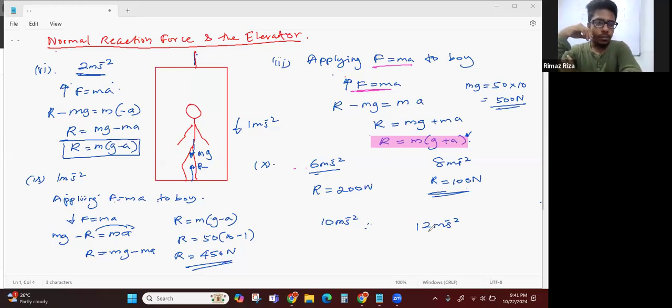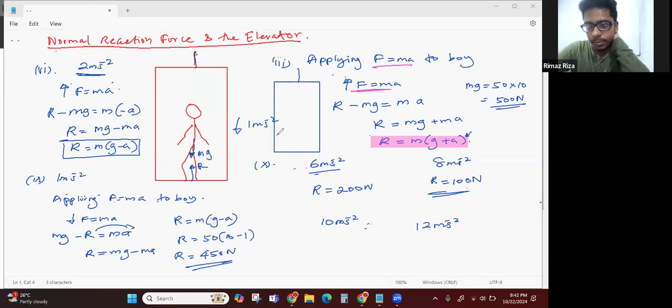Reaction force will be downwards 100 Newton. So what does it mean? Why is it 100 newtons, minus, downwards? Can you explain? Why is it getting negative value?